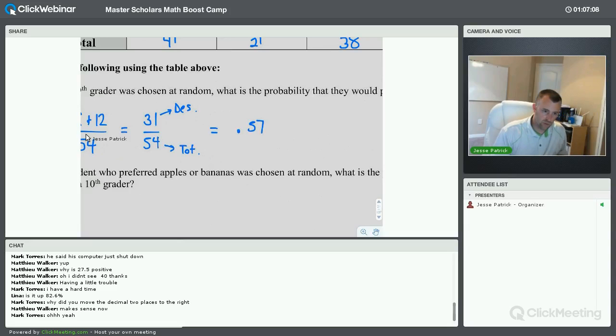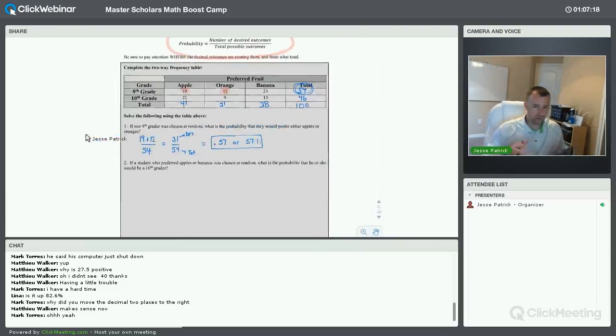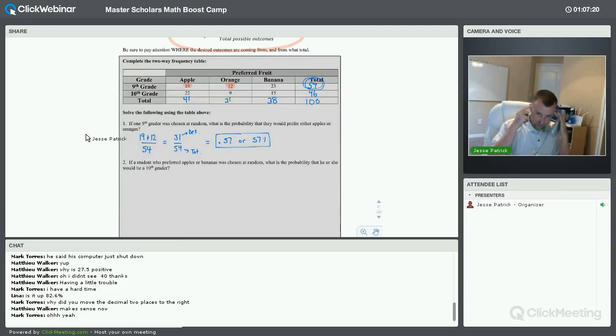If they just have the decimal on the SAT, then just write that's your answer. Or you can write 57%. Move the decimal point over 2 spots. And that's really all you're doing. If you see a two-way frequency table, this should be your mindset. It's just a probability question. Fill out the table and then do the probability.